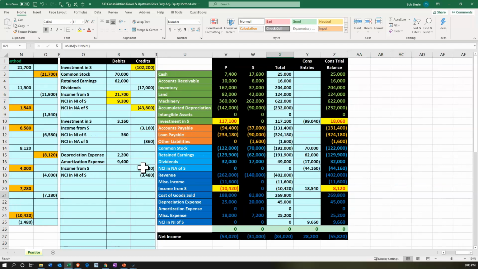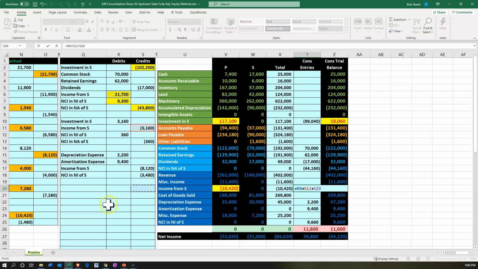So we're going to say, all right, depreciation then is going to be added by the 22,000. We have the amortization, which is going to be going up by the 9,400. Then we'll break that out between the income from S, because that was included in the equity method, 70% going here. We could see that in our equity method journal entries over there if we so choose.